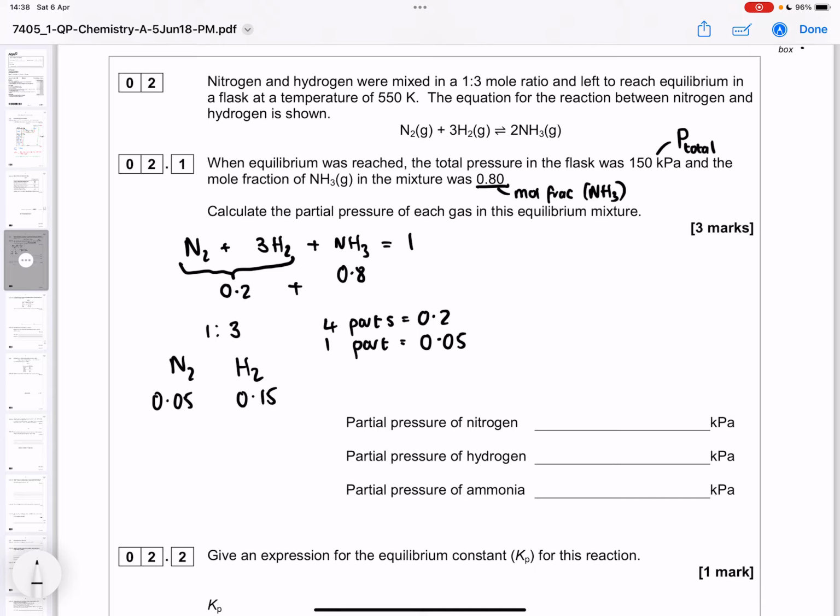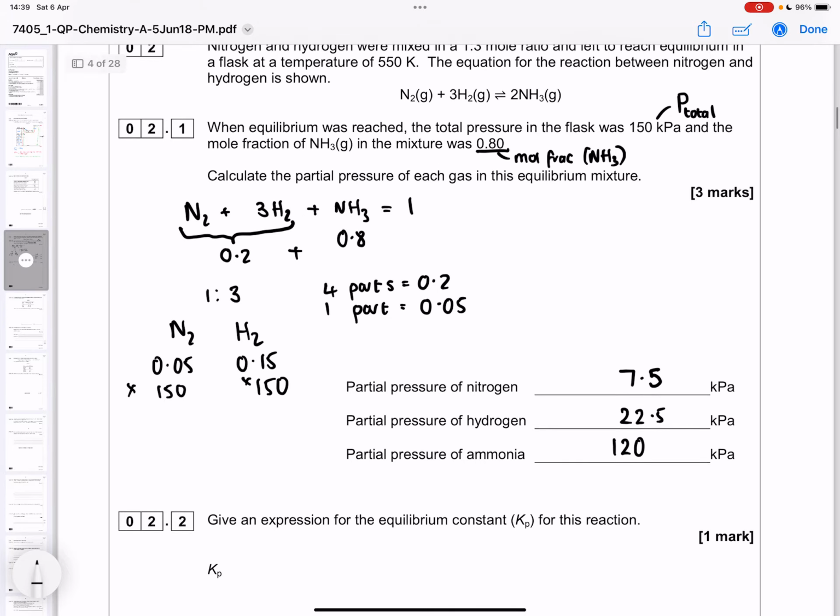To work out partial pressure, we want to times each by the total pressure. So we do that on our calculator. We're getting 7.5 for the nitrogen, 22.5 for the hydrogen, and 0.8 times 150 is 120. And your double check is add up these 3 numbers and it should add up to the total pressure, which it does.